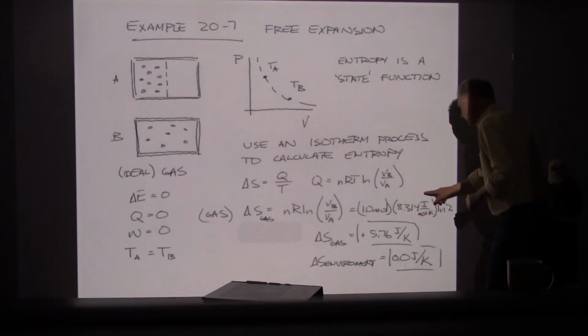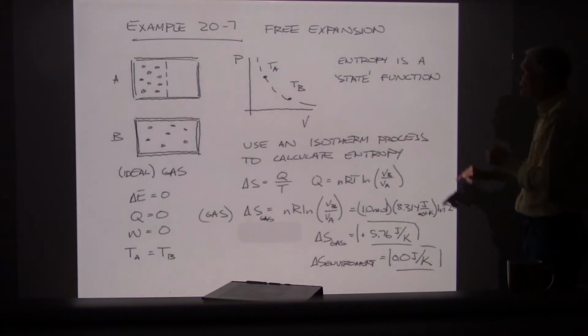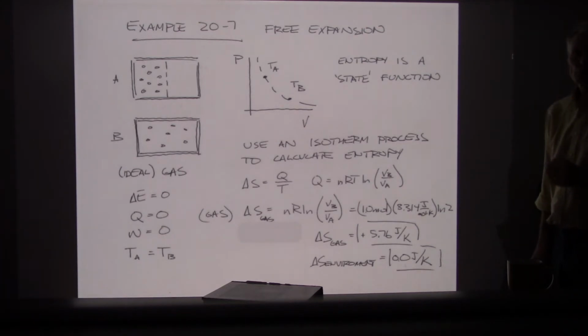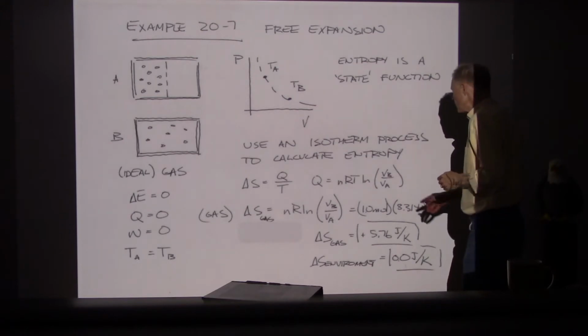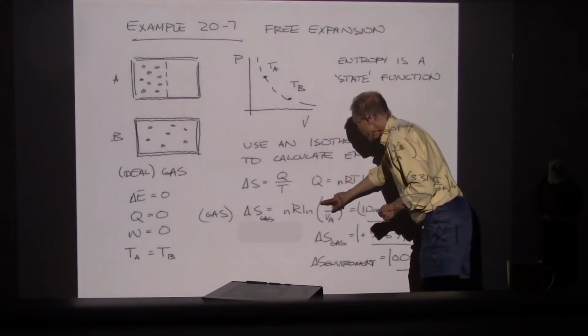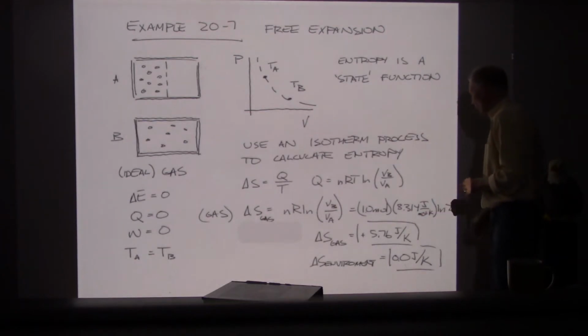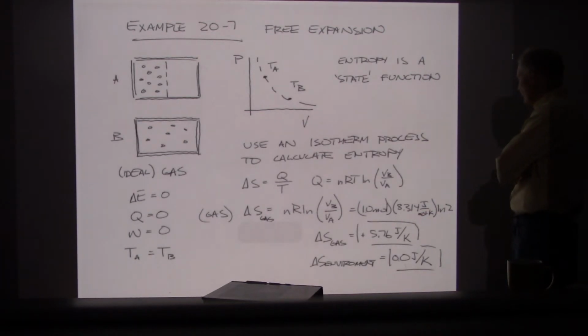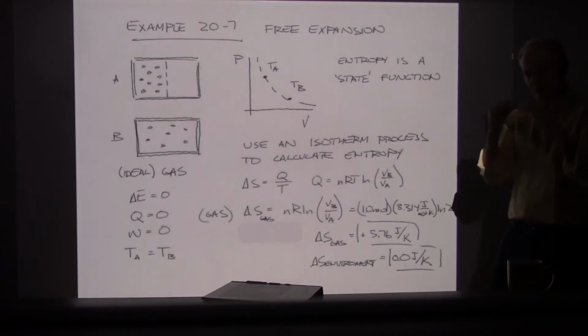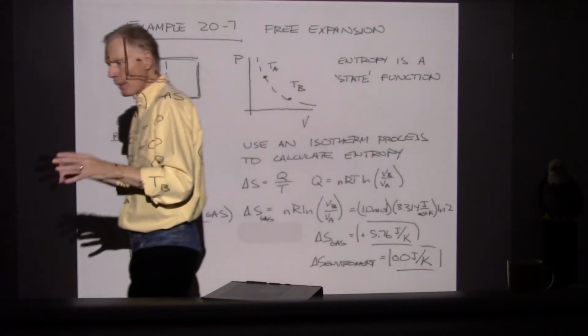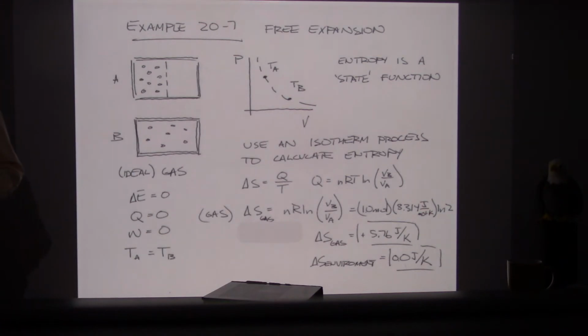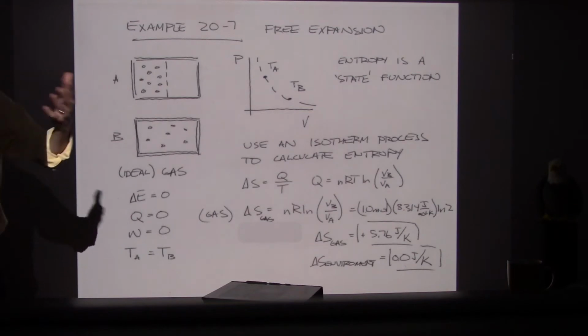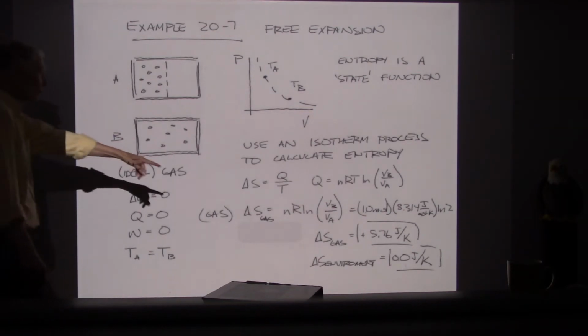1 mole times big R times the logarithm of VB divided by VA, which we set as a factor of 2. So the entropy change is nR ln 2, and that works out to be, for 1 mole, an increase of 5.76 joules per Kelvin. So there was an entropy increase in the sample. Now the environment didn't even know this happened. The environment doesn't know anything about this process. Nothing pushed on the environment, there was no expansion, there was no compression. So the environment is unaffected.